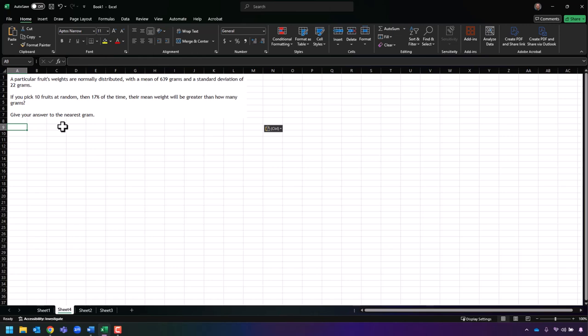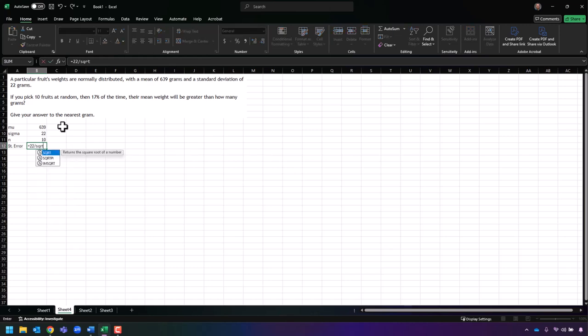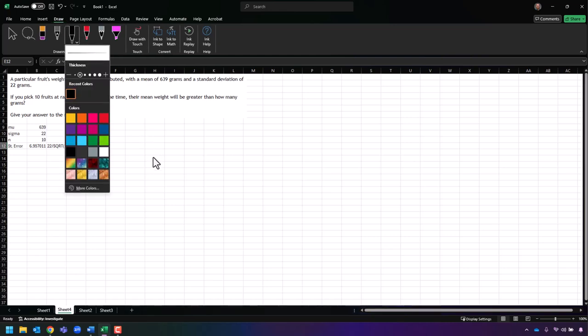A particular fruit's weights are normally distributed with a mean of 639 and a standard deviation of 22. Talking about a sample of 10. So we get a new standard error here, which is going to be 22 over the square root of 10. Maybe it's helpful here in getting a little bit of a better picture. So drawing now.